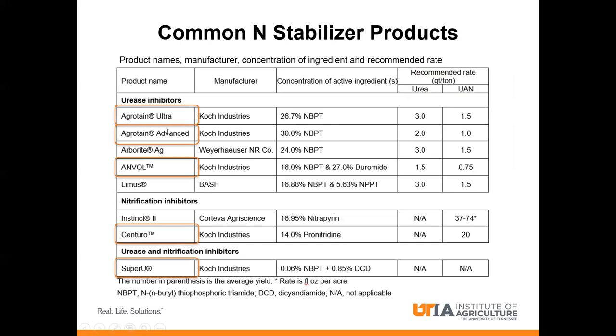There are a few products on this table that have been tested at UT, and most of these products have worked to reduce ammonia volatilization as well as increase yield. One other point I want to note on this table is the third column. It's NBPT. NBPT is N-butyl thiophosphoric triamide. That is the active ingredient that most nitrogen stabilizers have.